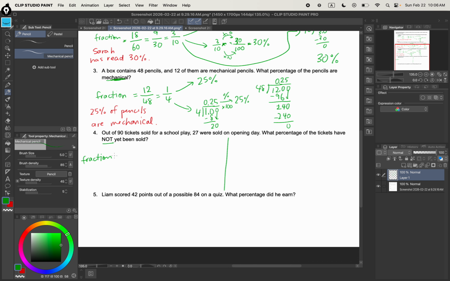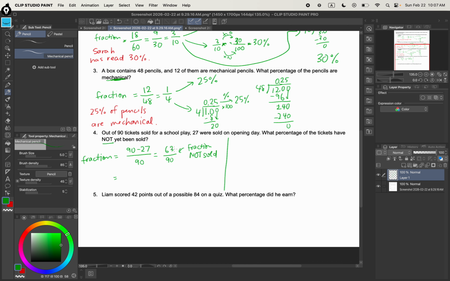So first version, I'm going to do fraction of not sold, okay? So that's not sold is going to be 90 minus 27, and then there's 90 in total, right? So 90 minus 27 is going to be 63 tickets. So this is the fraction not sold. Okay, now I can turn that into my decimal. Okay, I'm going to simplify this more.